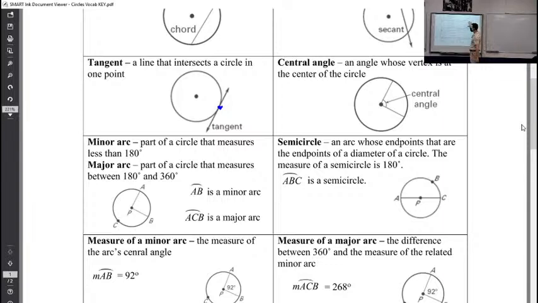A central angle. Okay, this one's pretty easy. A central angle is an angle at the center. In other words, the vertex, the point where the angle meets and makes the angle itself, is at the center of the circle. So we have two segments. We have a radius coming out of here, and a radius coming out of here. And that makes a central angle, an angle at the center.